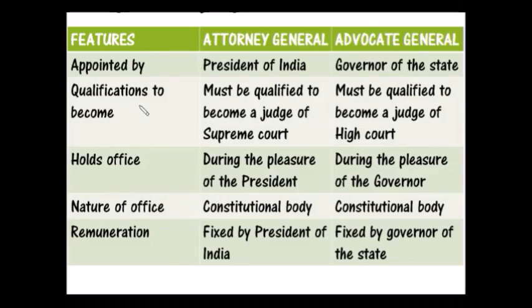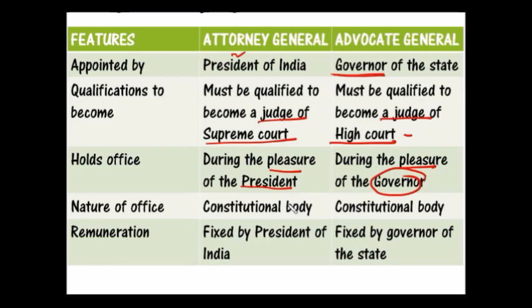Now let's compare the features of the Attorney General and the Advocate General. The Attorney General is appointed by the President of India, whereas the Advocate General is appointed by the Governor of the state. To become Attorney General, a person must be qualified to become a judge of the Supreme Court. To become Advocate General, a person should have all the qualifications to become a judge of the High Court. The Attorney General holds the post during the pleasure of the President, and the Advocate General holds the office during the pleasure of the Governor of the state.